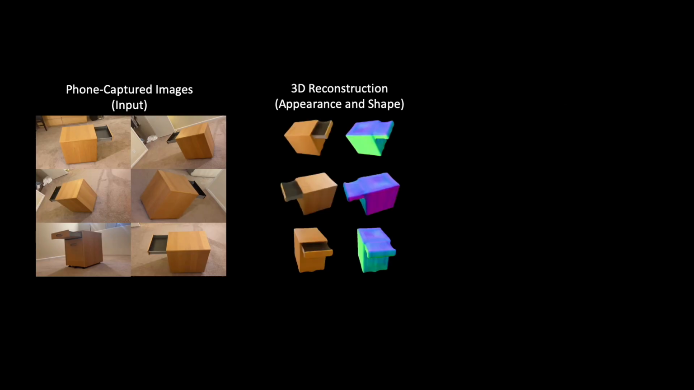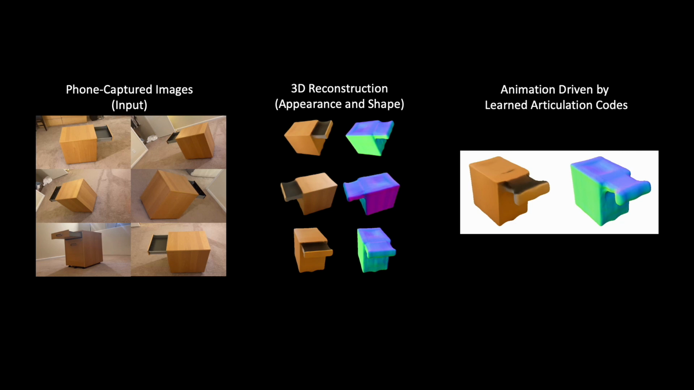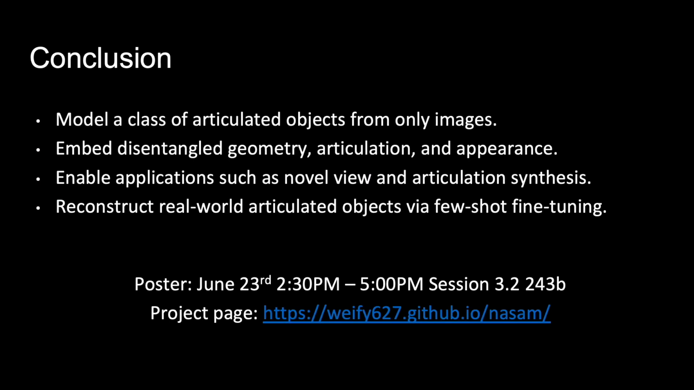As you can see, since our method only uses images for training and testing, it can be easily set up to test on real data. In conclusion, our method models a class of articulated objects from only images by embedding disentangled geometry, articulation, and appearance. This enables applications such as novel view and articulation synthesis and allows us to reconstruct real-world articulated objects by few-shot fine-tuning.